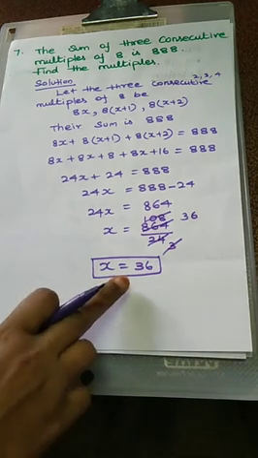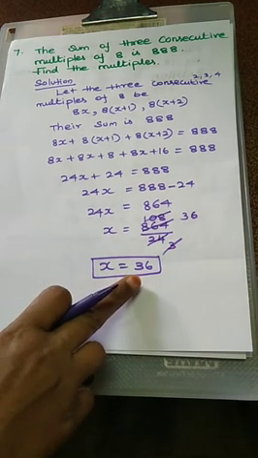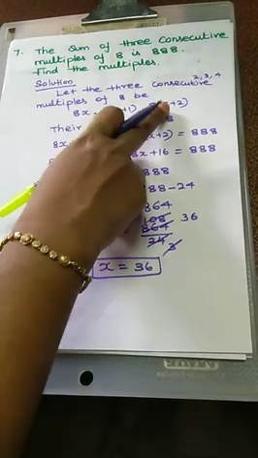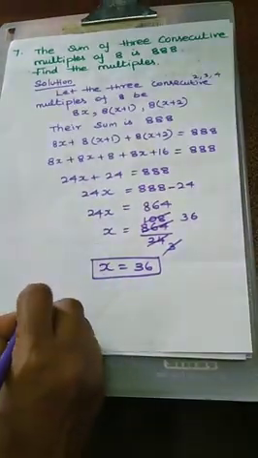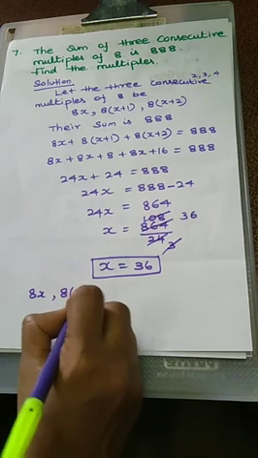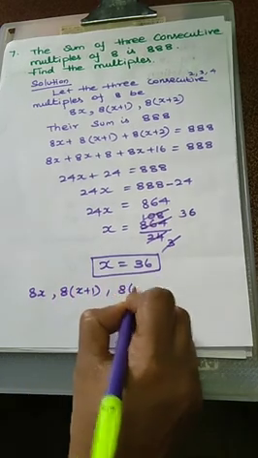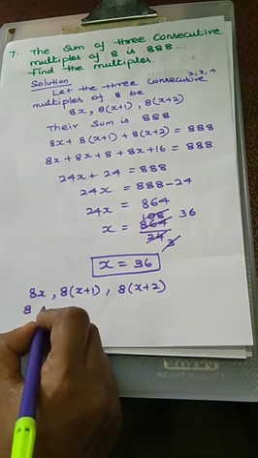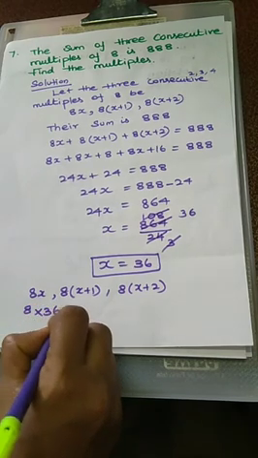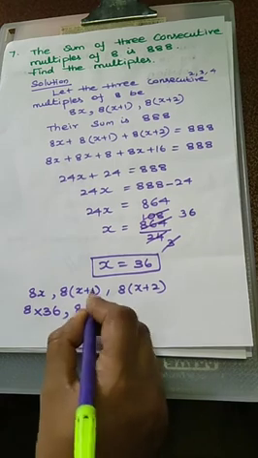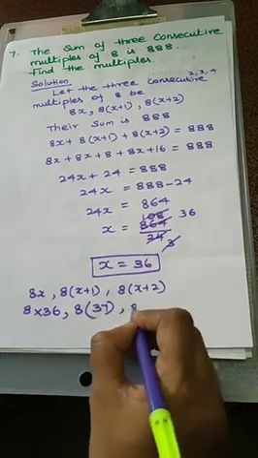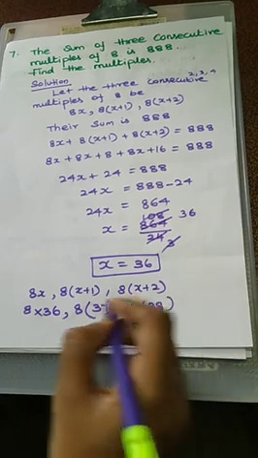Now we find out the first value, that is 36. So I apply the x value here. Then next this value, next this value. So 8x, 8 of x plus 1 and 8 of x plus 2. Apply the value here. 8 into 36. Next 8 into 36 plus 1, 37. Next 36 plus 2, 38. So 8 of 38. Multiply the values.